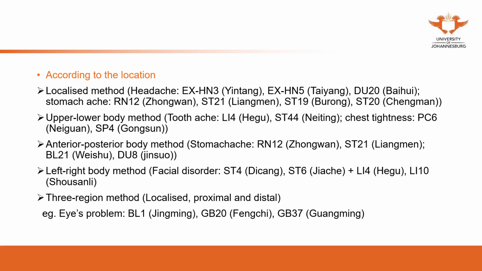The three region methods: localized, proximal, and distal. For example, for an eye problem, I can choose bladder 1, the local point, and GB20 and GB37. GB20 is something related to the wind. GB37, from the name Guangming, which means brightness, can be used for eye problems. So these are according to the location. These are some principles that you can think about.